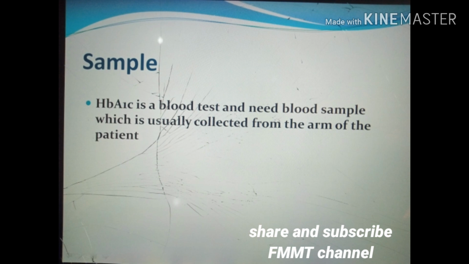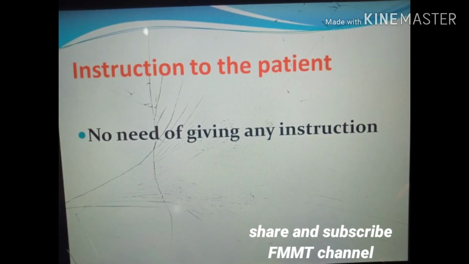And now, how to collect a sample for the HbA1c test. As I told you before, the HbA1c test is actually a blood test. So you have to collect a blood sample for it, okay? So how can you take it from the patient? Simply you will insert a syringe in the arm of the patient and will collect the blood from his or her artery.